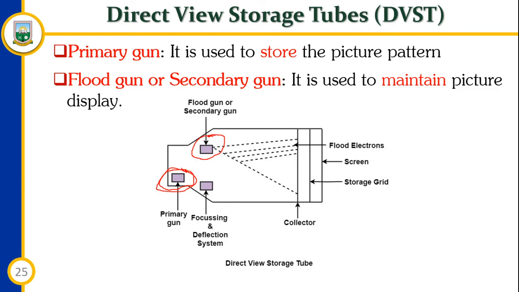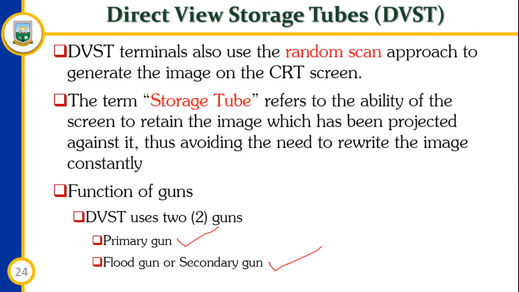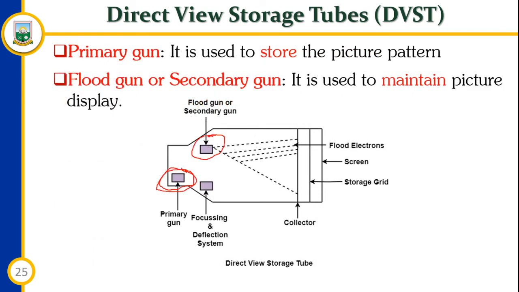So for the DVST, although it's an example of a random scan approach, it has two main guns, the primary and the flat gun, which is termed as the secondary gun. The primary gun is used to store the picture pattern. The secondary gun is used to maintain the picture display.